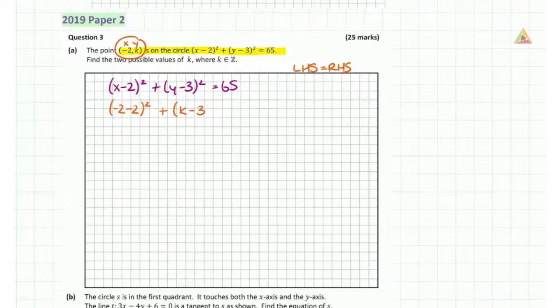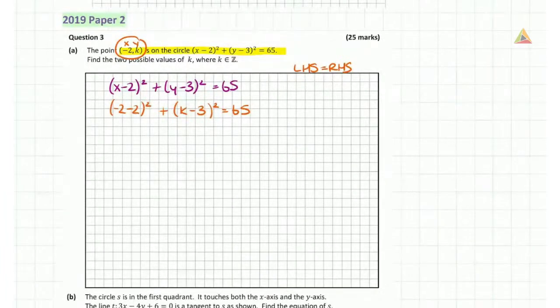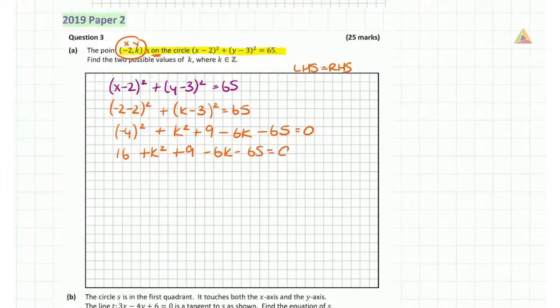Everywhere I see a y, I'm putting in k, and everything else is staying the same. Because we know that it definitely lies on the circle, the left-hand side has to equal the right-hand side. So in the first bracket, that's going to give me minus 4 all squared. In the second bracket, I square the first, I get k squared. I square the last, I get plus 9. And I multiply the first by the last and double it, I get minus 6k. I'm also going to move that 65 across to the left to give me minus 65. So that's 16 plus k squared plus 9 minus 6k minus 65 equals 0.